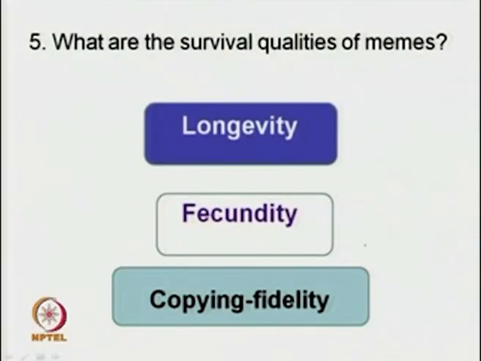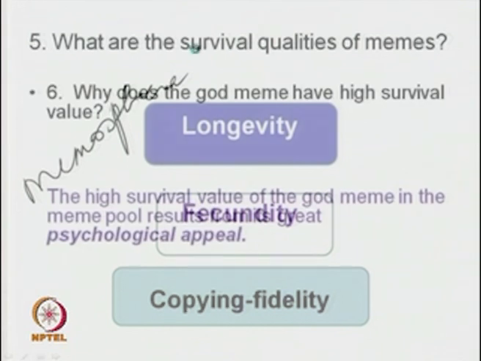Then what are the survival qualities of MIMs? The survival qualities of MIMs are that they have to live long enough, as in genetic transmission. They should be around, so to speak, in the mimosphere, if I may use the word. They have to be around for long in order to be transmitted at all. Second, there has to be a certain fecundity or fertility about them, and a copying fidelity. The MIM will not remain, it will become another MIM, if you change the original MIM too much.